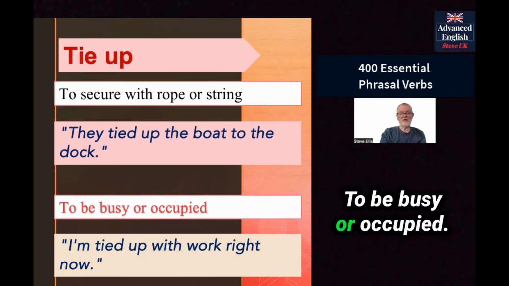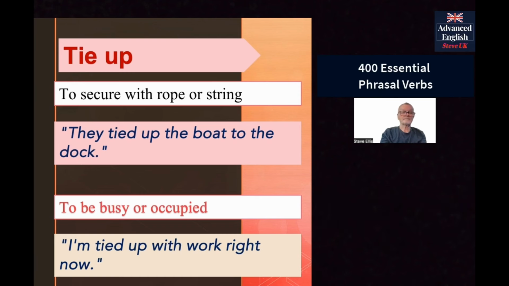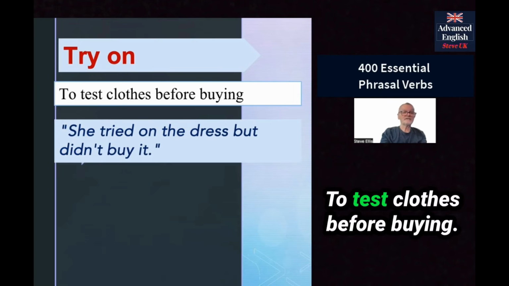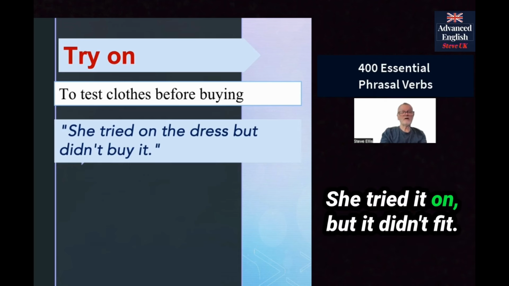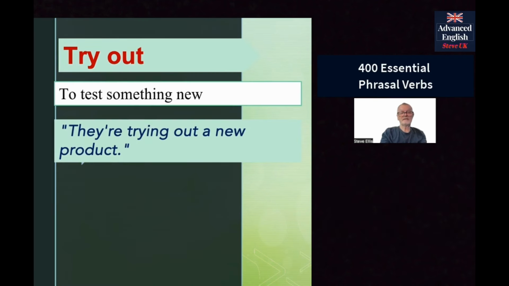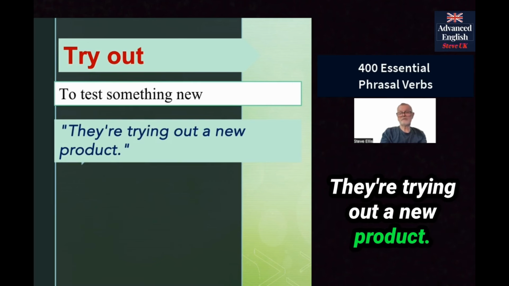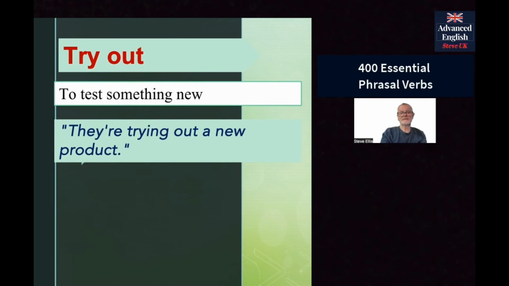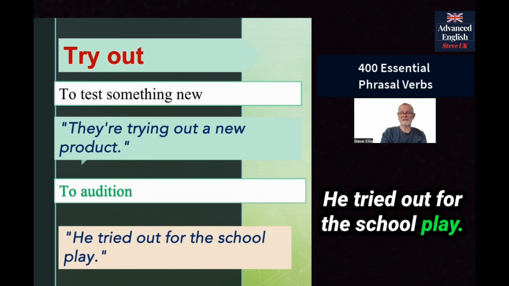To be busy or occupied. I'm tied up with work right now. Try on. To test clothes before buying. She tried on the dress but didn't buy it. She tried it on but it didn't fit. To test something new. They're trying out a new product. To audition. He tried out for the school play.